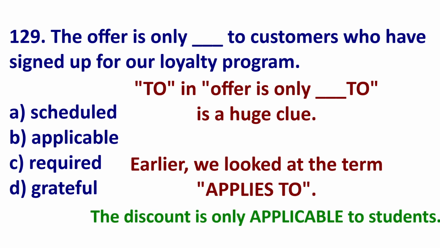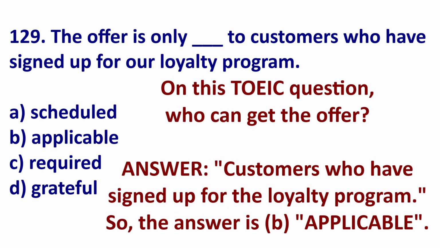So the adjective is applicable. The discount is only applicable to students. If we look at this TOEIC question, who can get the offer? Only customers. So the offer is only applicable to customers who have signed up for the loyalty program. Therefore, the answer is B.